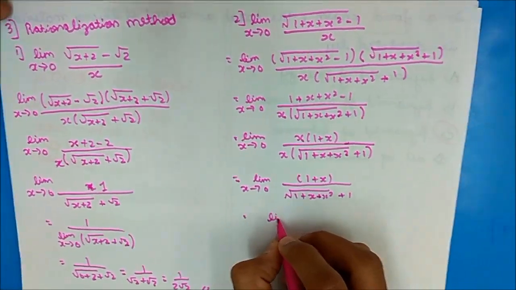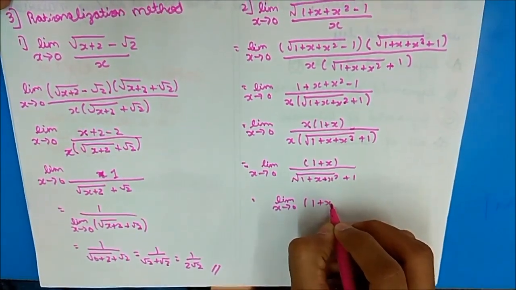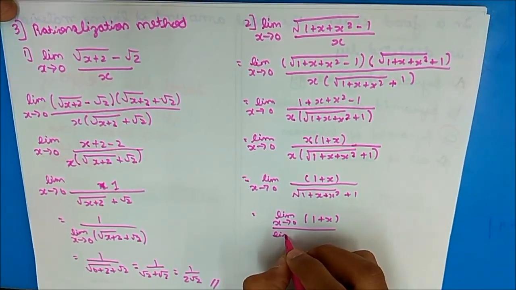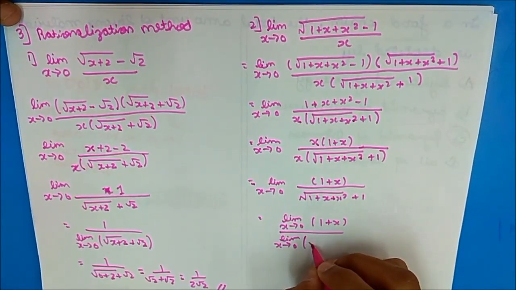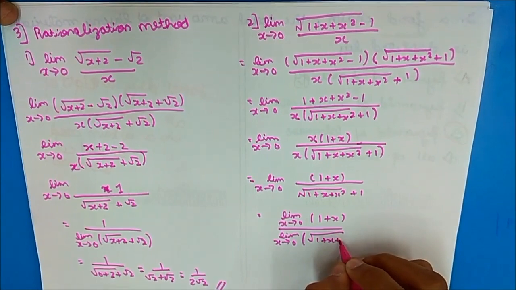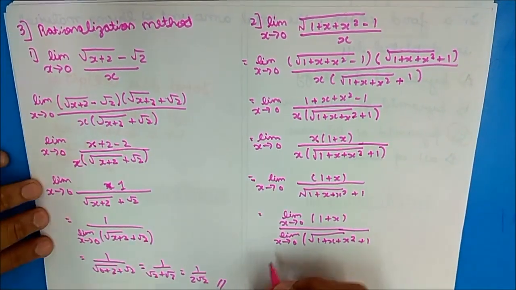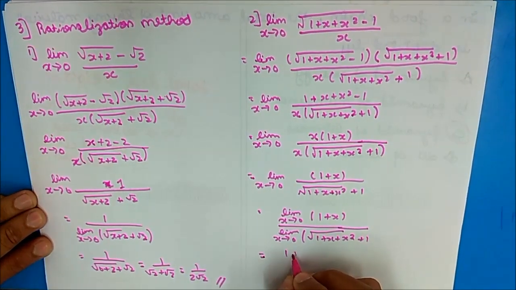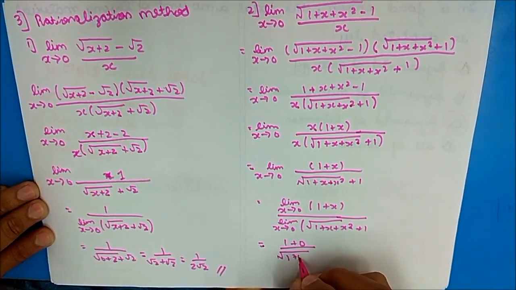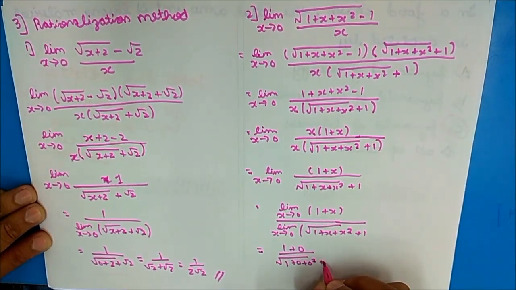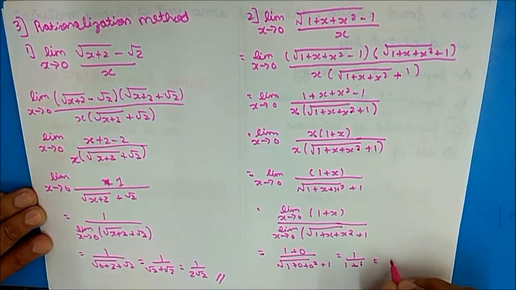Then we'll distribute the limit: limit x tends to 0 of x upon limit x tends to 0 of (root of (1 + x²) + 1). So that will give us 0 upon root of (1 + 0²) + 1, that is 0 upon 1 + 1, that is 0.